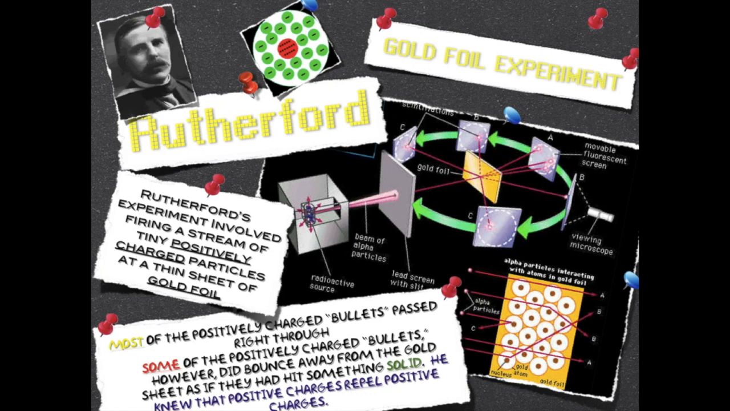What he didn't expect was that when he shot an alpha particle through, some of the times they would go straight through, but sometimes they would reflect or bounce off, and they would go in different directions.